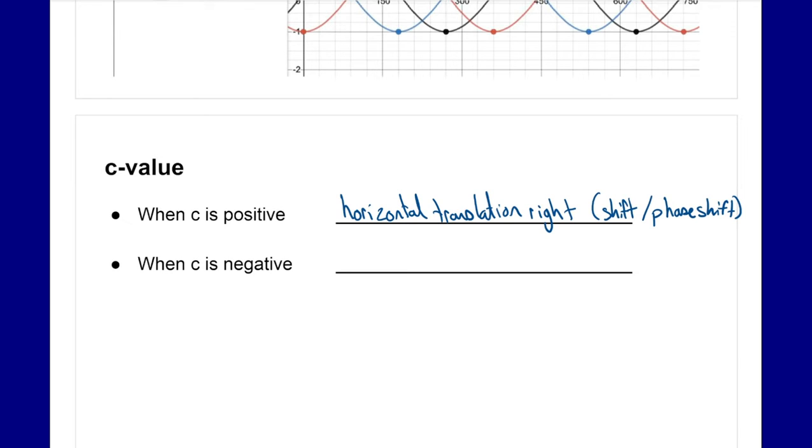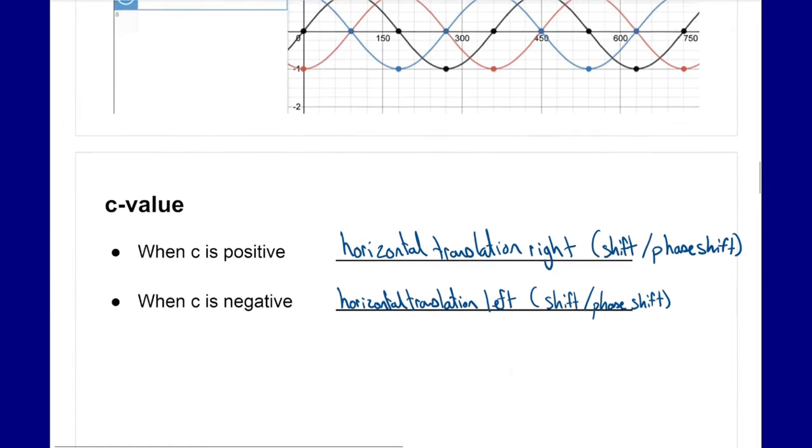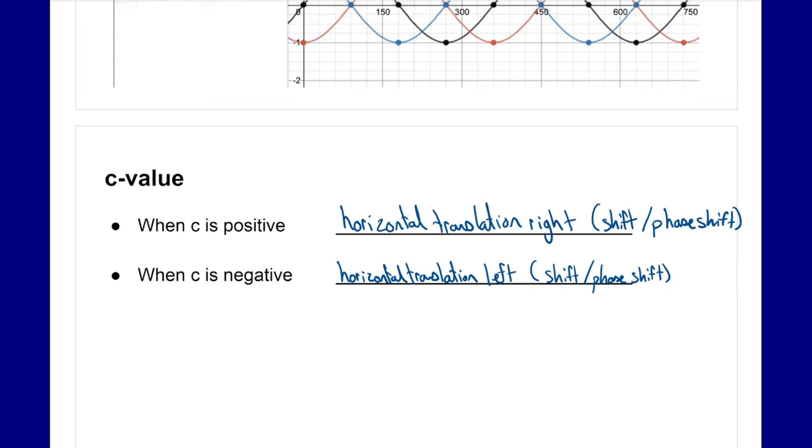When c is negative, we have a horizontal translation left. And again, we can refer to it as a shift left or a phase shift left. Now, how to find this? This one might look a little bit difficult because of the way the graphs appear. However, the key thing is always look for that starting point.